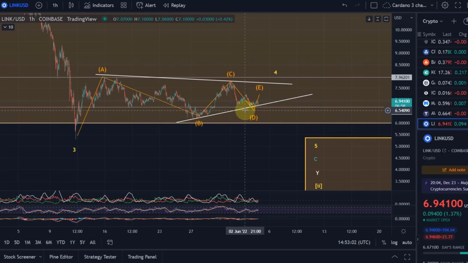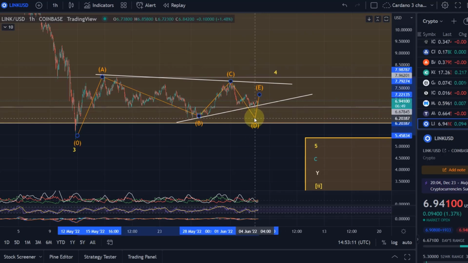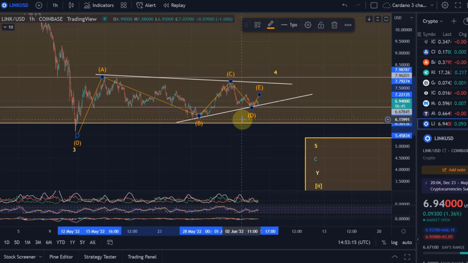Let's just double check. The wave D did come down to $6.68. What the wave D is not allowed to do, the wave D must not get below the wave B. So that's all fine. If it does go below it, then it would not have been a triangle. We would then have started already an impulse down. This doesn't look like it yet.